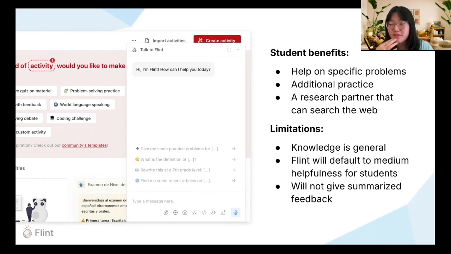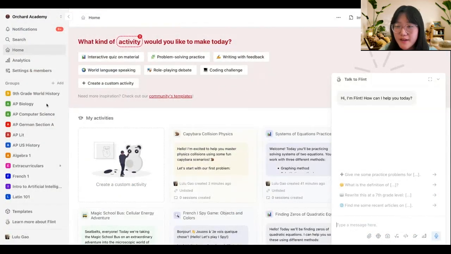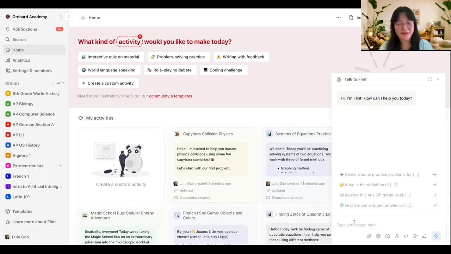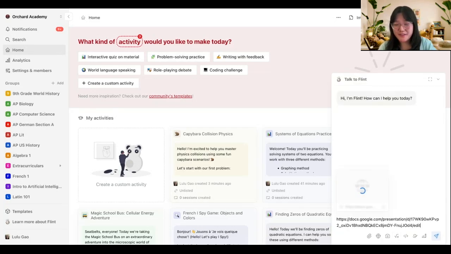And then Flint will default to medium helpfulness, so it might still give them some answers. And it will not give the summarized feedback from an activity. So just really quickly to show you what this might look like, I've opened Talk to Flint in the bottom right here. It's this little tab. We're working on making it more discoverable.